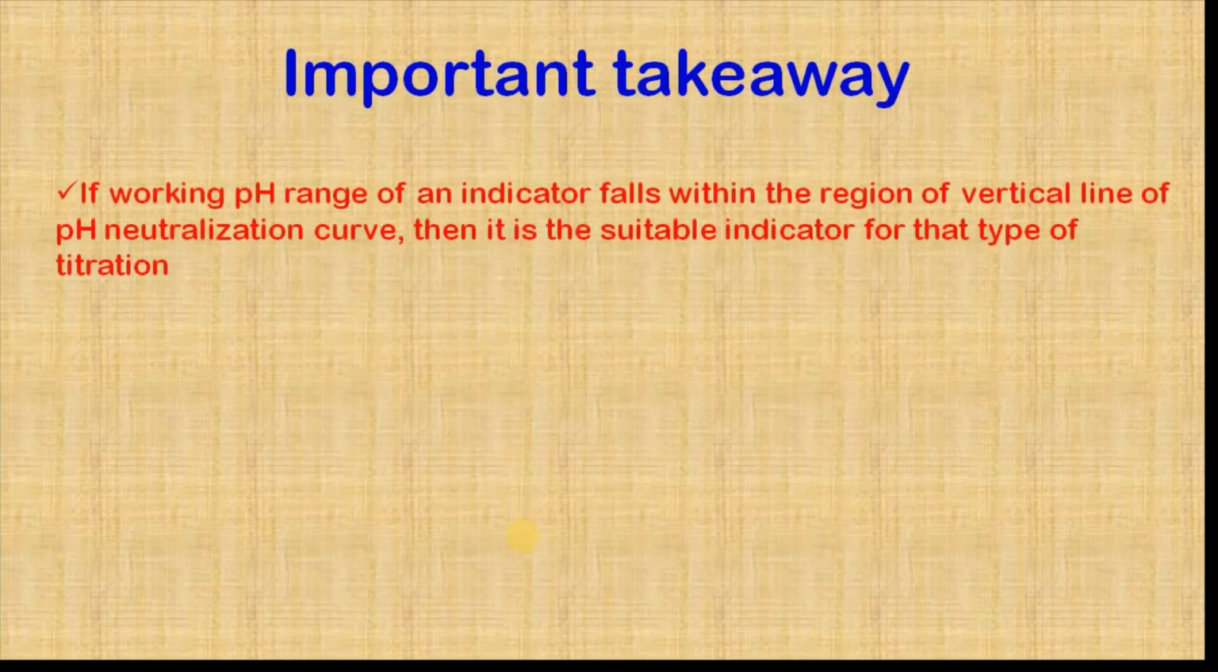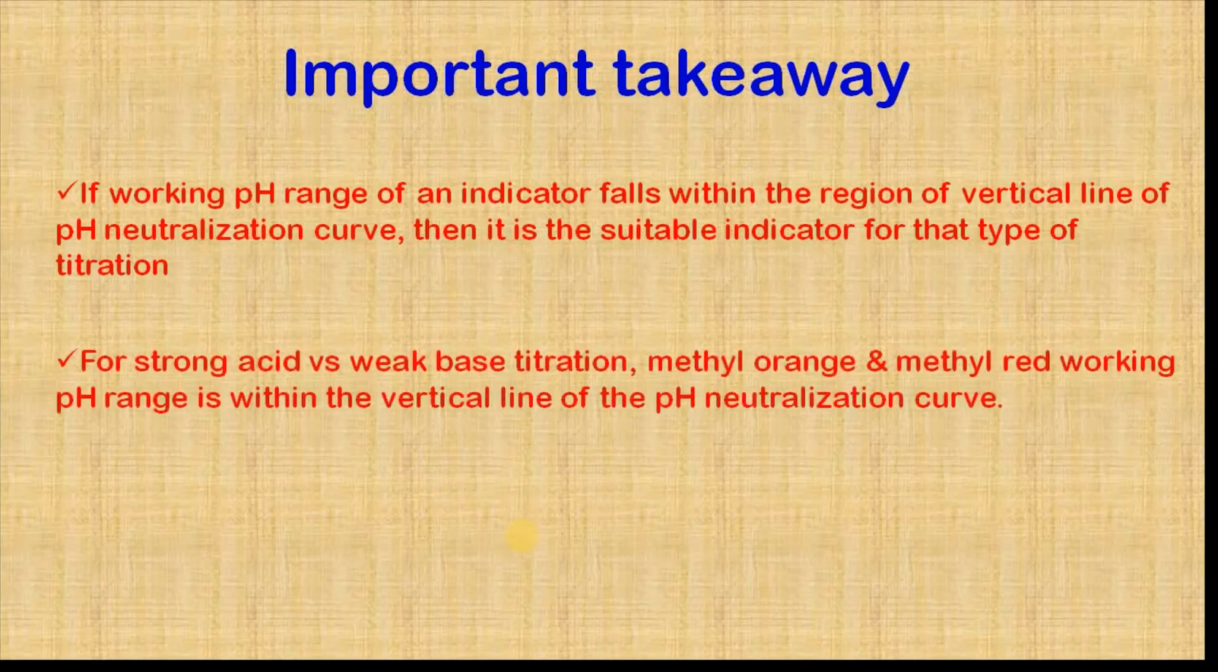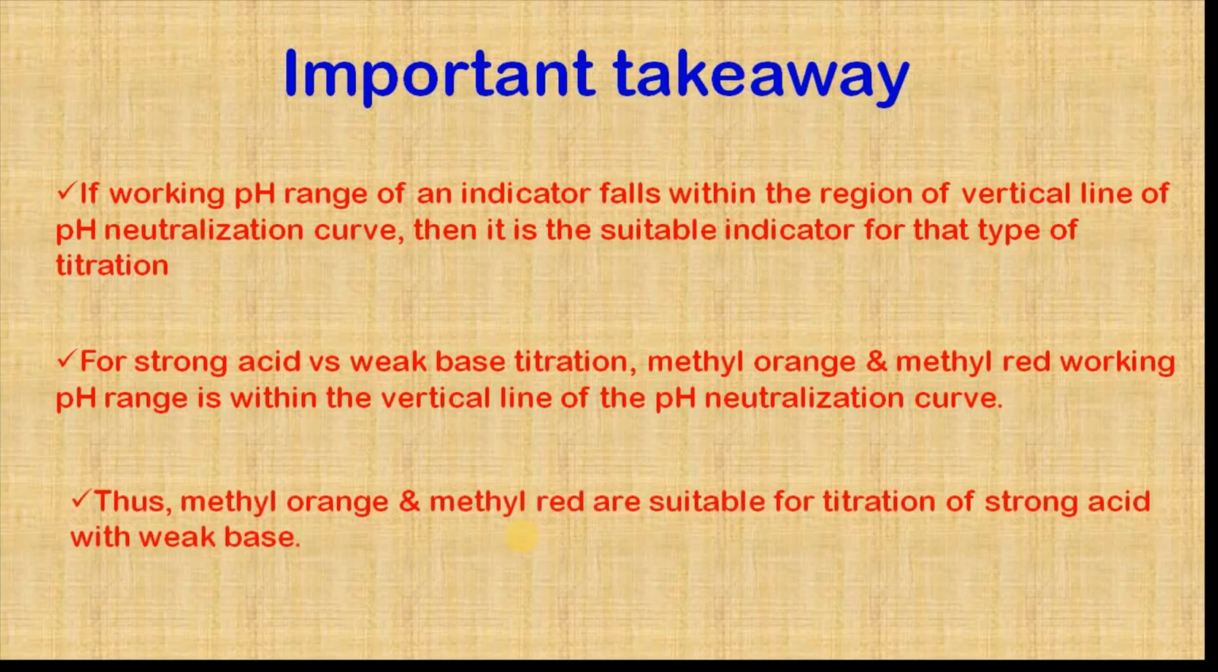Now, the important takeaway is if the working pH range of an indicator falls within the vertical line region of the pH neutralization curve, then it is a suitable indicator for that type of titration. For strong acid versus weak base titration, methyl orange and methyl red working pH range is within the vertical line of the pH neutralization curve. Thus, methyl orange and methyl red are suitable indicators for strong acid versus weak base titration.